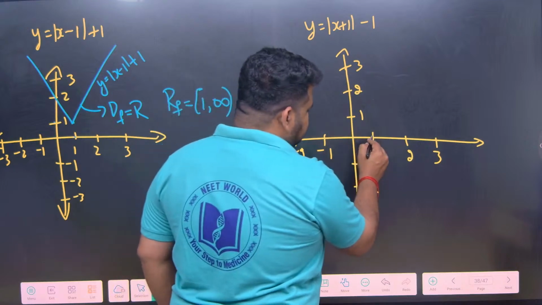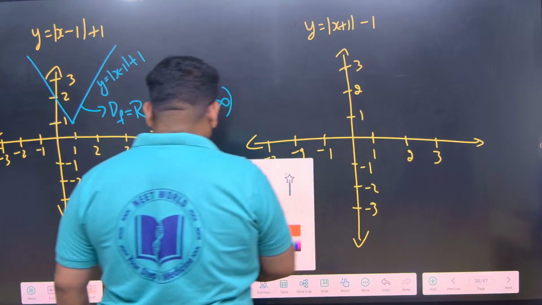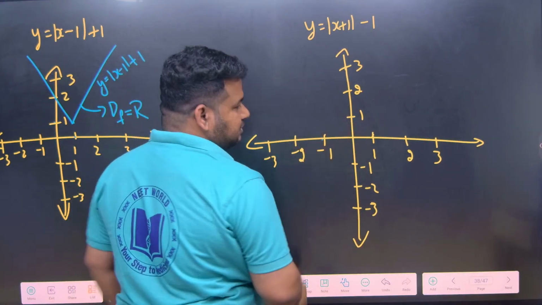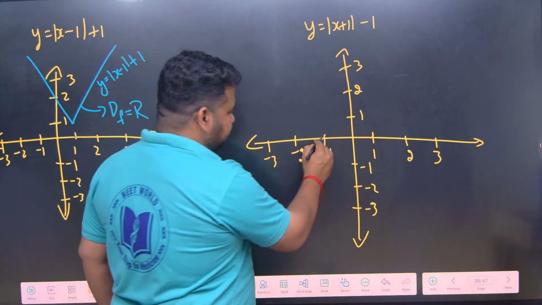So it should have a sharp edge here, because x plus 1 equal to 0 means x is equal to minus 1. So it should have a sharp edge here.